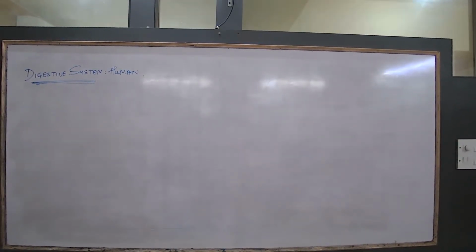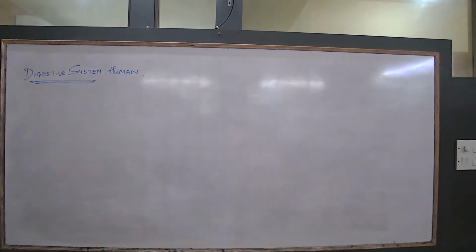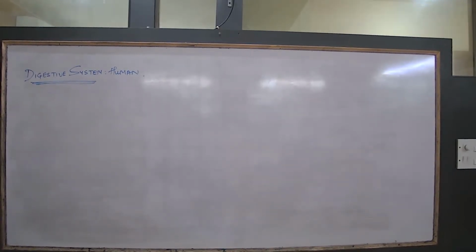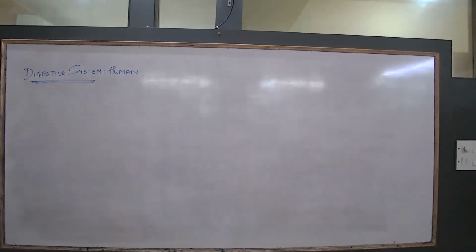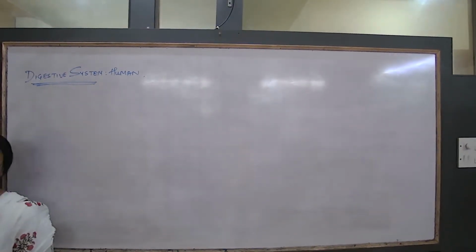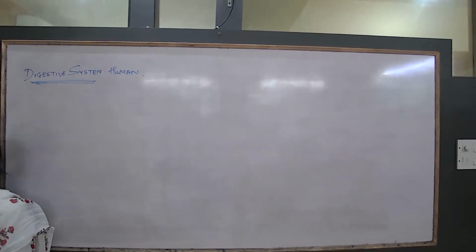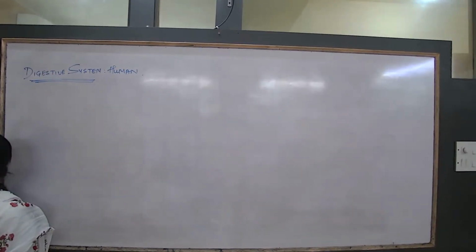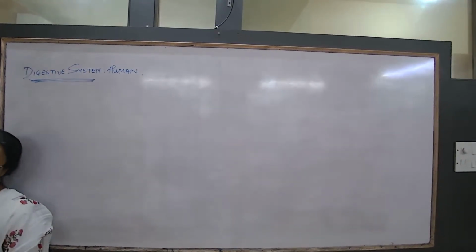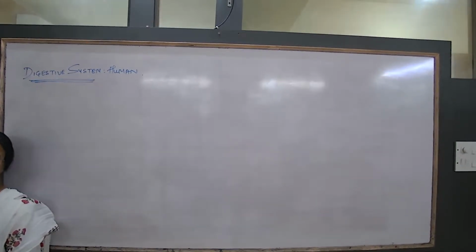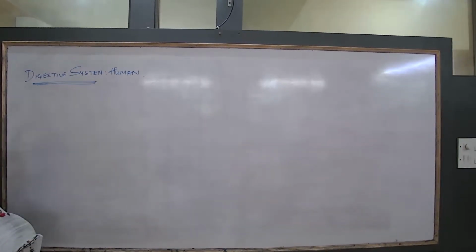Number 3, define peristalsis. This is what I was teaching you the other day. Peristalsis is a wave of rhythmic contraction and relaxation of the walls of the alimentary canal. The entire wall of the alimentary canal keeps on contracting and relaxing so that the food can pass and mix with the digestive juices. What is the need? So that the food passes from one part to the other, and so that the food mixes with the digestive juices.